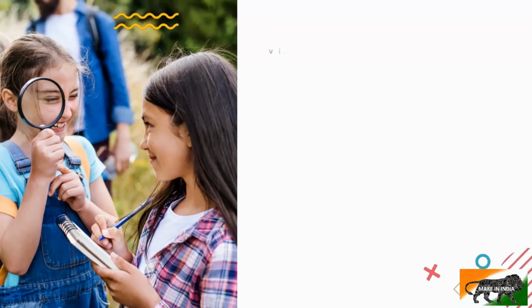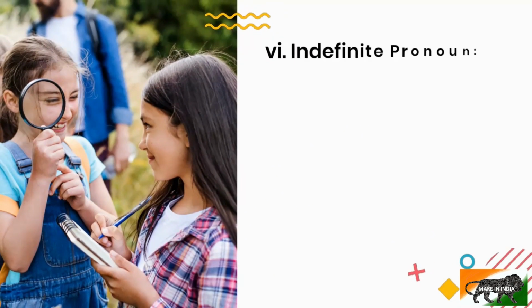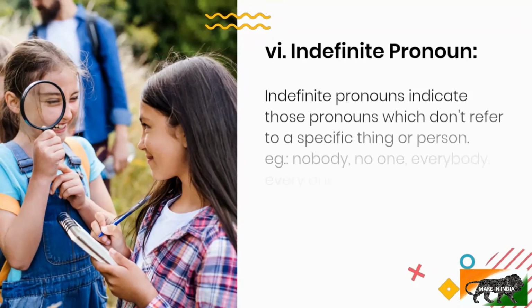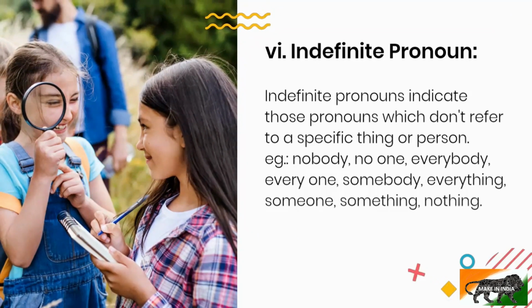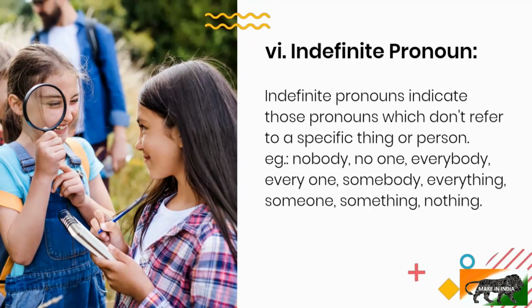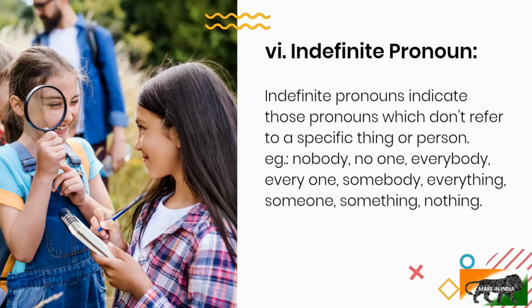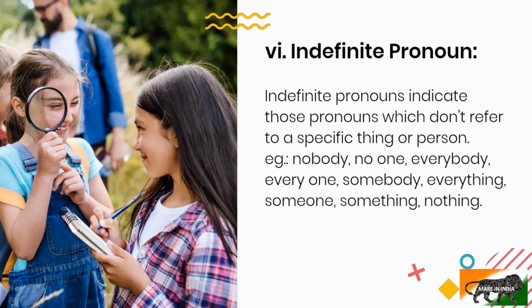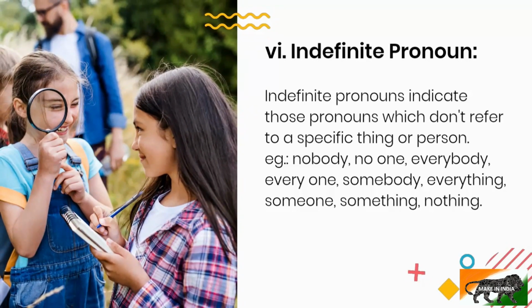Now we will know about the indefinite pronoun. Indefinite pronouns are those pronouns which don't refer to a specific thing or person. For example, nobody, no one, everybody, everyone, somebody, everything, someone, something, nothing.